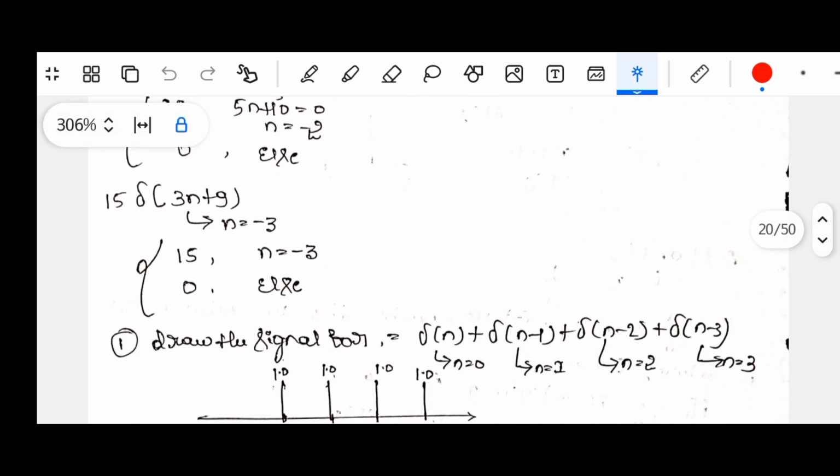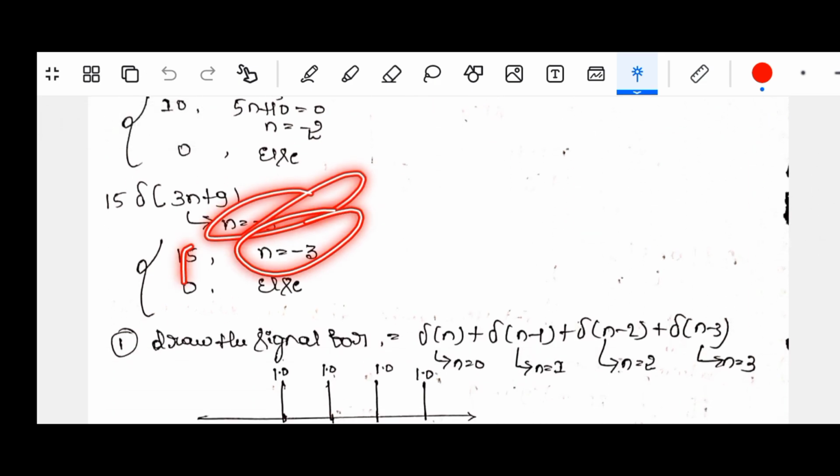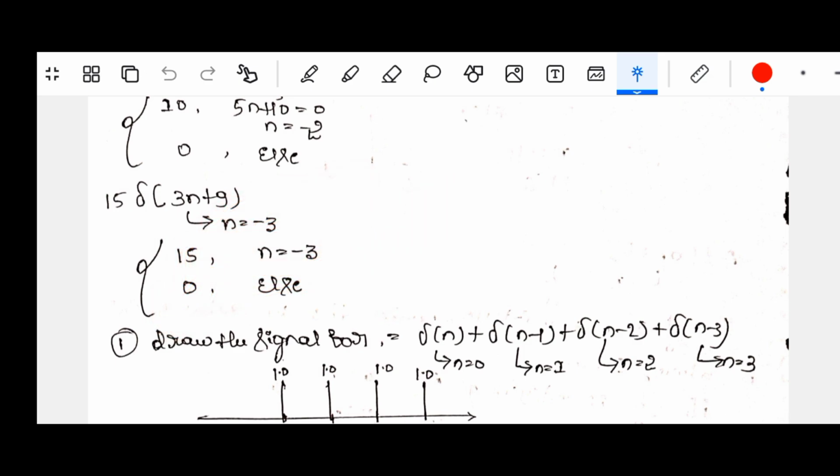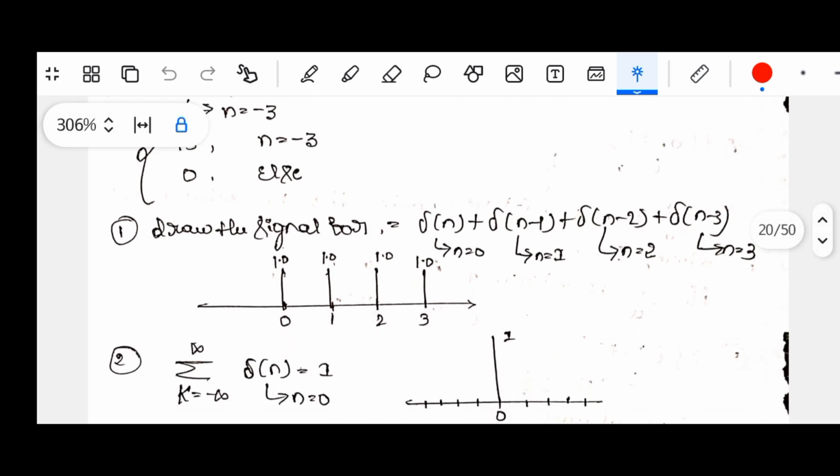Next, 15 into delta of 3n plus 9. N will be minus 3. At 15 it will be minus 3. At 0 it will be else. This problem answer will be also 0 always because here the n value will be non-integer. It is not an integer, therefore the answer will be 0.